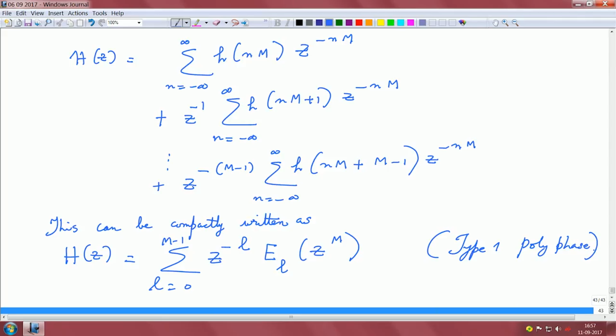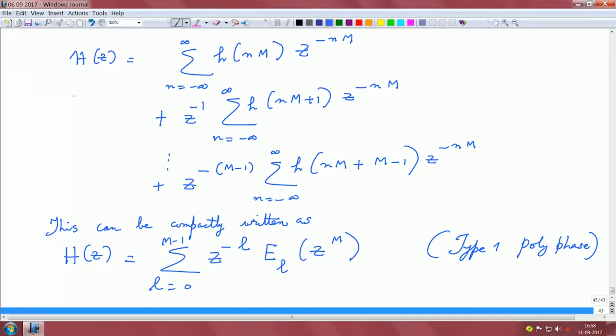And the term polyphase indicates multiple phases. If it is just a 2-phase system, it is even, odd; 3-phase, 0 1 2; 4-phase, 0 1 2 3, and so on, right. M-phase, 0 1 2 and so on till m minus 1. So this whole function, this filter H of z, can be written in this form very compactly.